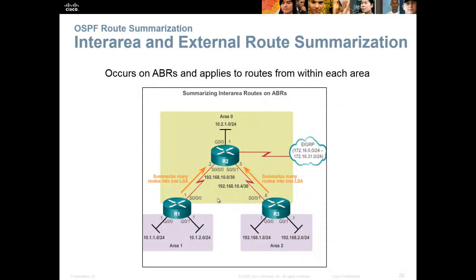So we summarize that information between areas because there's no reason that R2 here needs to know about 10.1.1 and 10.1.2. He doesn't need to have routes to both of those. He just needs to have a summary route, 10.1, to go to R1, and then R1 would handle the difference between 10.1.1 and 10.1.2. So we summarize automatically at area border routers.